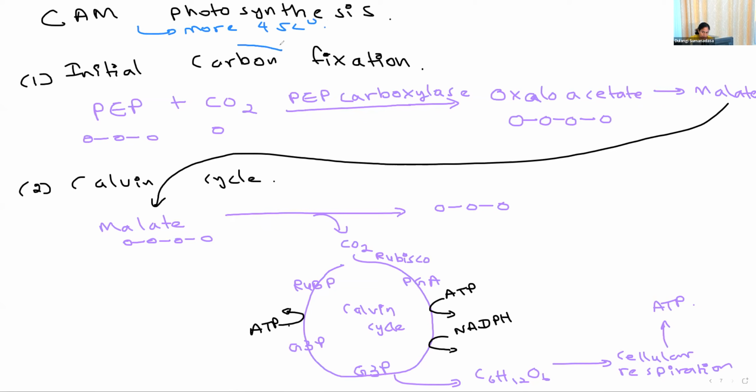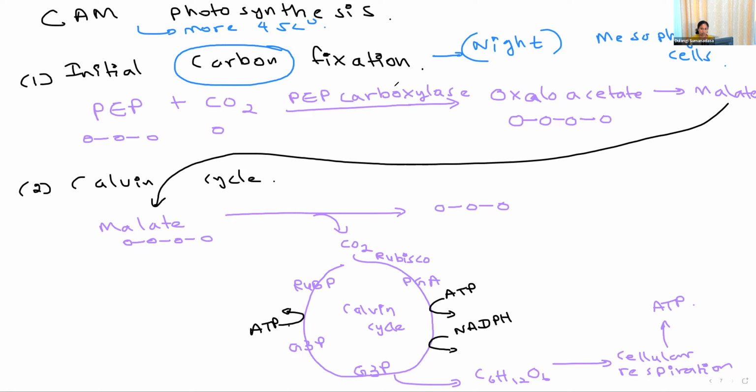So that means they have to fix their carbon during the nighttime, right? So the initial carbon dioxide fixation is going to happen during the nighttime. But the same location, mesophyll cells. Write down why it needs to be nighttime, not the daytime. Because of the extreme heat, they can't leave the stomata open, right?